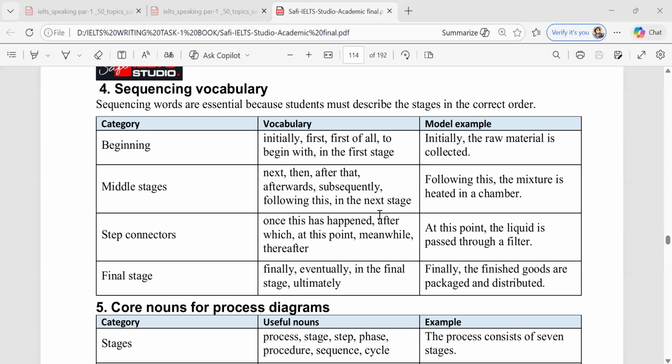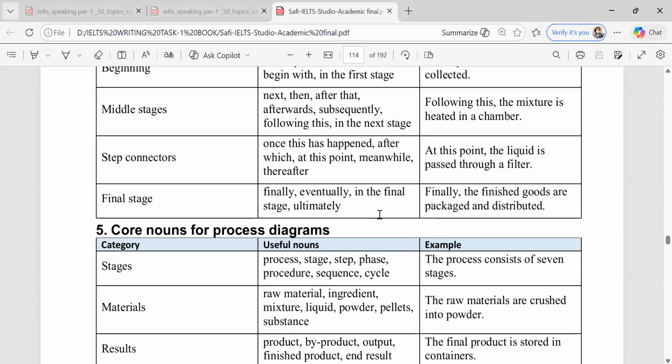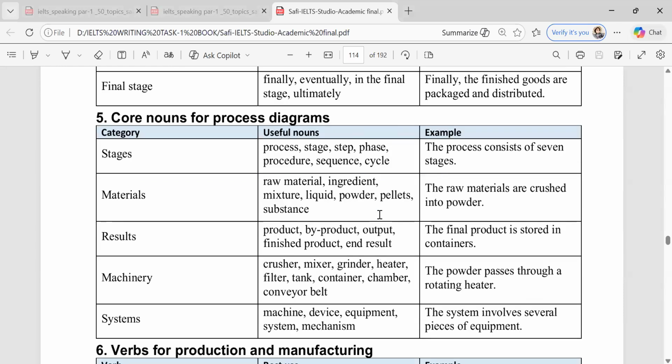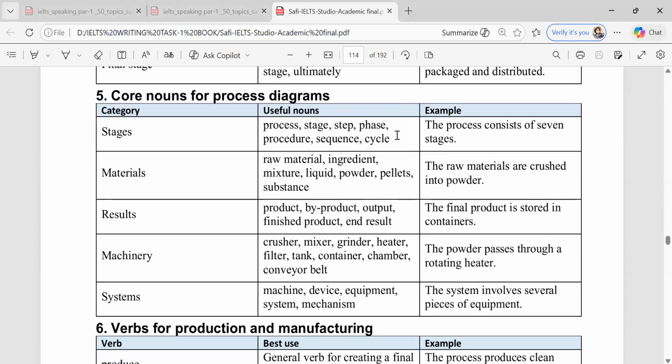So this is the vocabulary. You need to understand its vocabulary, and there are different stages. Stages, we call them useful nouns for that. We can say process, stage, step, phase, procedure, sequence, cycle. The process consists of 7 stages, and we can say material if there are materials. So how can we paraphrase that? We can say raw material, ingredient, mixture, liquid, powder. There are some examples, and there are results.